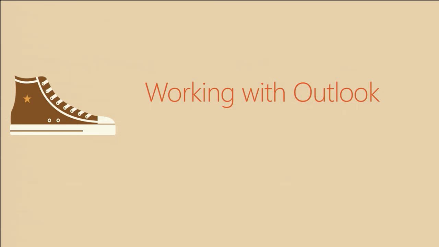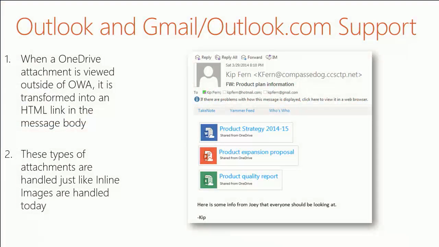Working with Outlook. Not quite what you think yet. The question that this is answering is, I have an attachment. It is a link to OneDrive. That link to OneDrive is showing as an attachment within OWA. I now send that out, but someone opens it in Outlook, or someone opens it up in Gmail or Outlook.com. What happens?